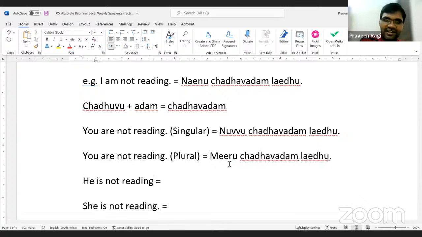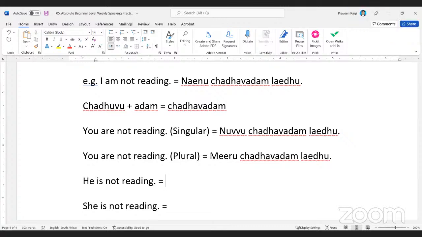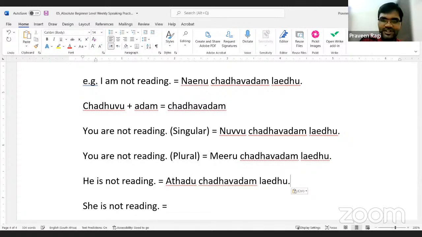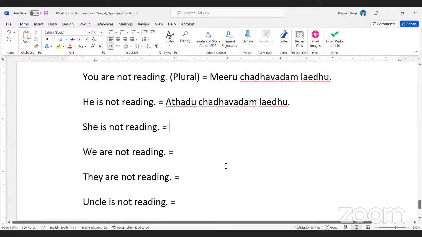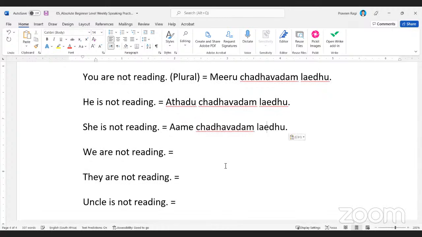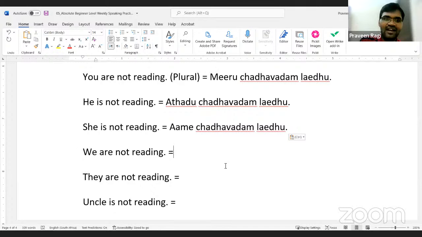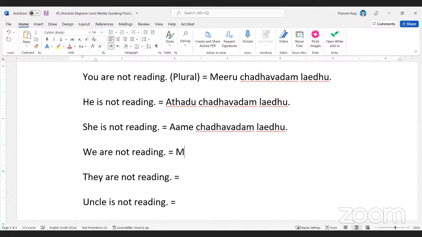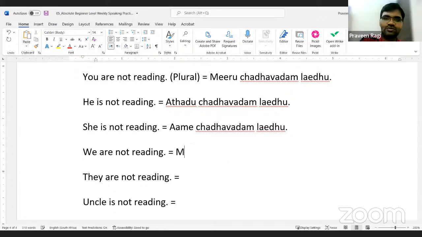He is not reading. He means just put the meaning of he, then repeat the same. Atadu chadavadam ledu. Yes, atadu chadavadam ledu. She is not reading. Can you try this one? Ame chadavadam ledu. Yes, correct. We are not reading. Can you try this one? Manamu chadavadam ledu. It will be manamu or memu.